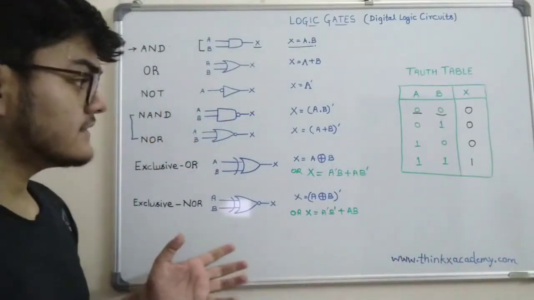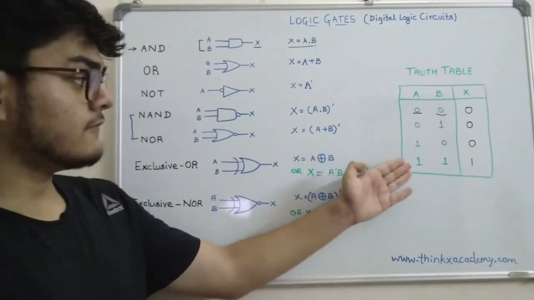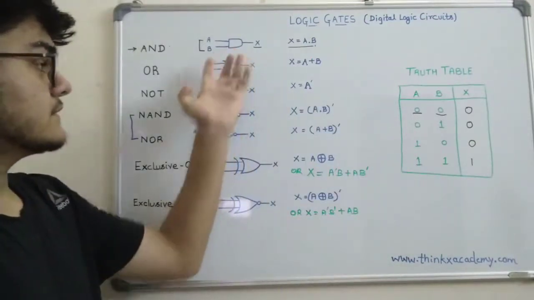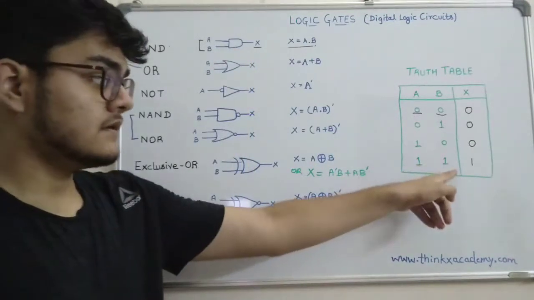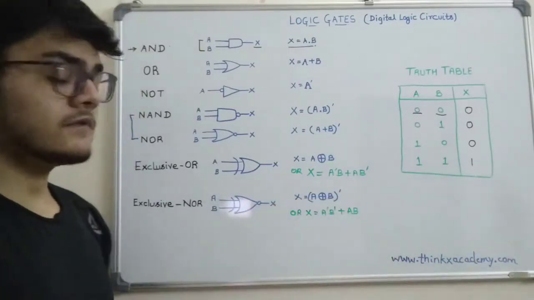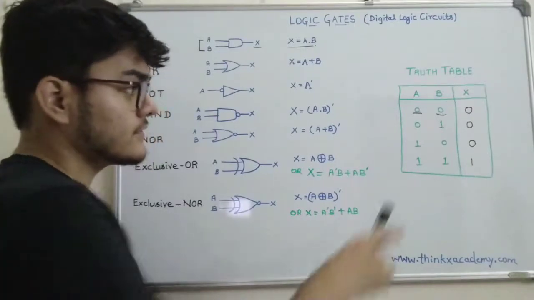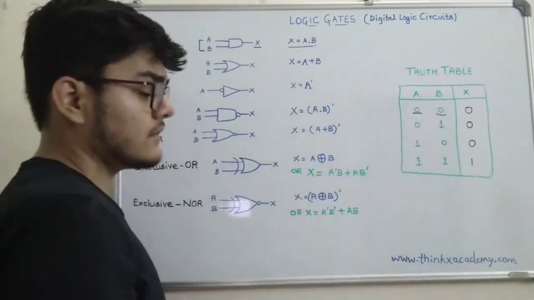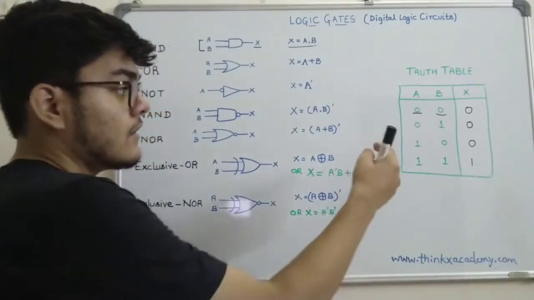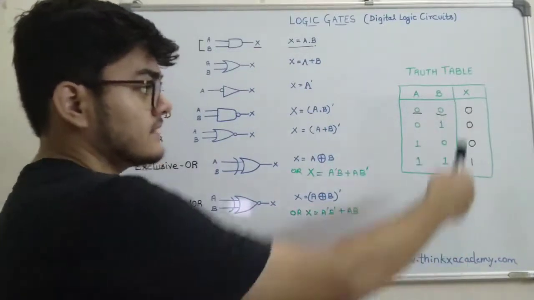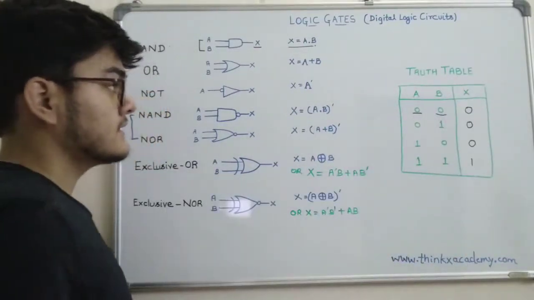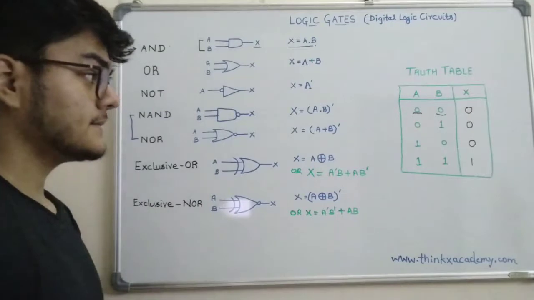So the idea is very simple. If all the signals that pass through the AND gate are 1, then the output will also be 1. But if any one of the input signals, or both of them, are 0, then the output will be 0. So this is basically the AND gate.